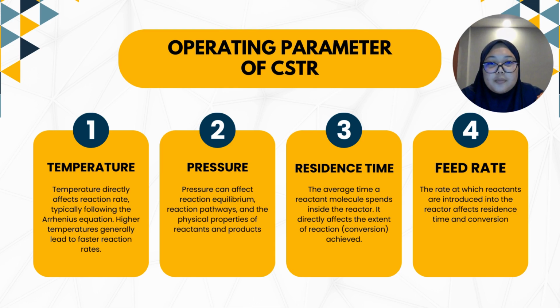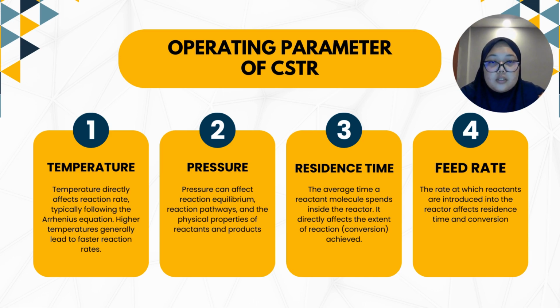So for the operating parameters of CSTR, there are going to be four. First is the temperature. Temperature directly affects reaction rate, typically following the Arrhenius equation. So a higher temperature generally leads to a faster reaction rate. Then the second parameter is the pressure. Pressure can affect reaction equilibrium, reaction pathway, and the physical properties of the reactants and products.